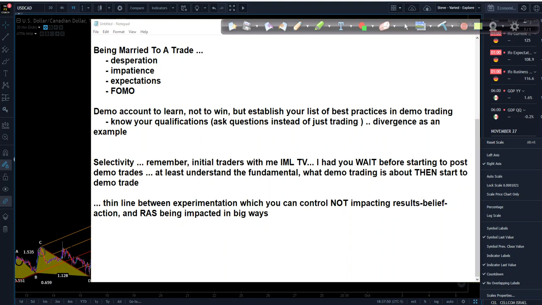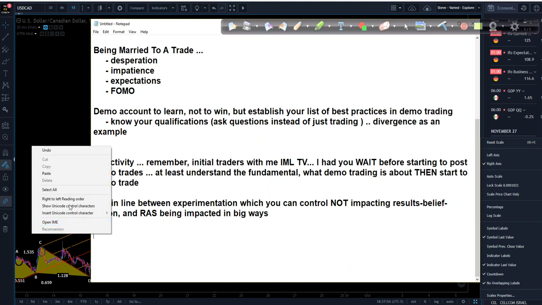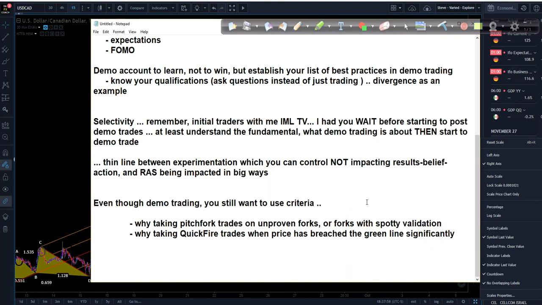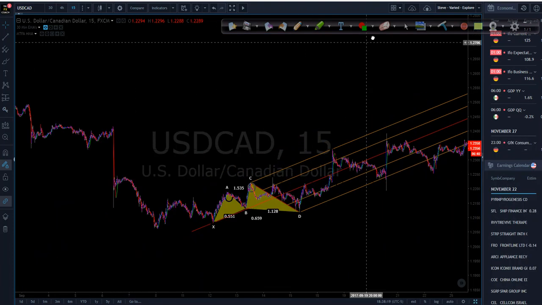So in conclusion there, in terms of the forks, you still want to use criteria. Why take pitchfork trades on unproven forks or forks with spotty validation? Why take quick fire trades when prices breach the green line significantly? Remember what that green line's about, guys.